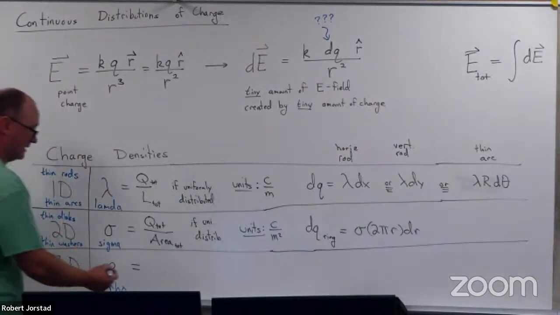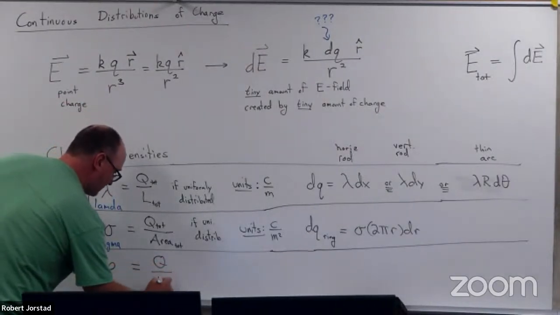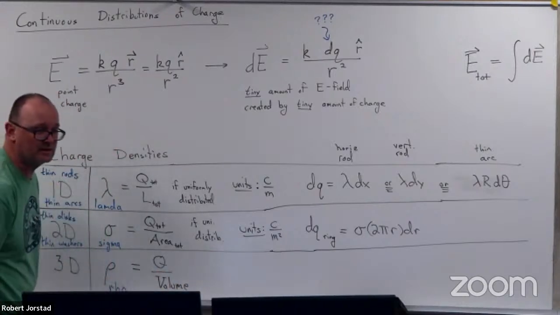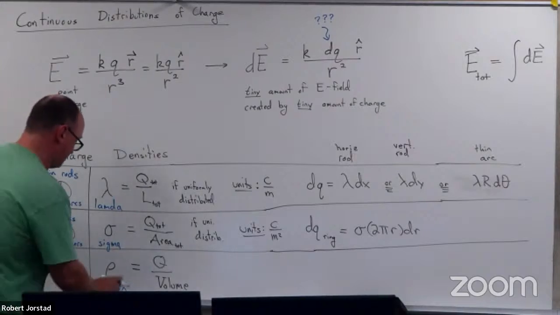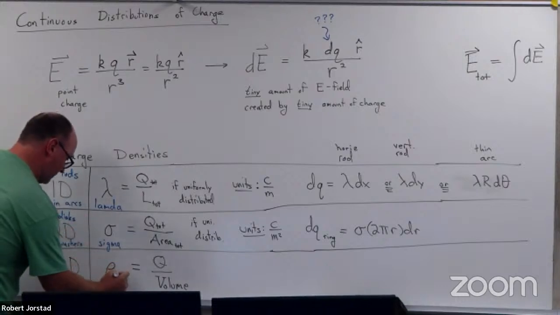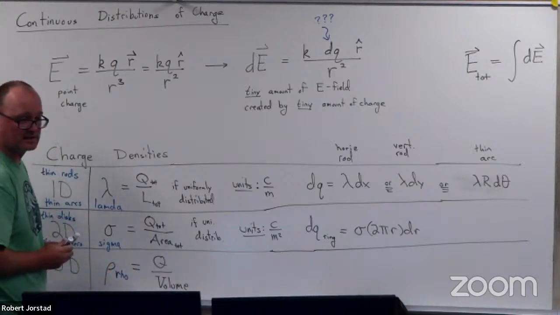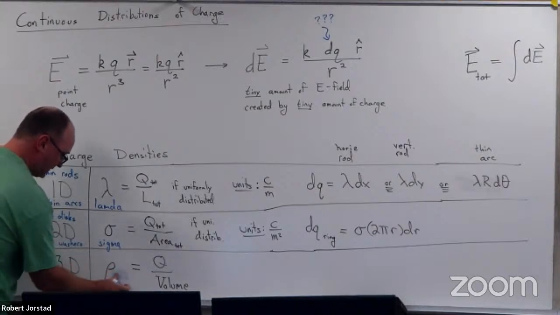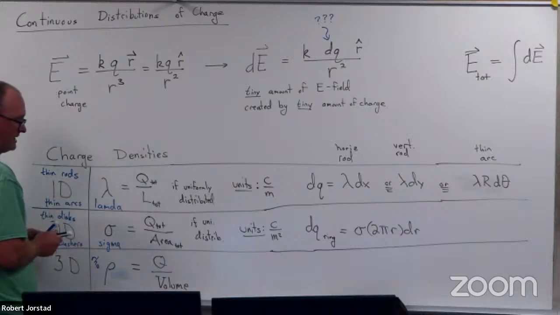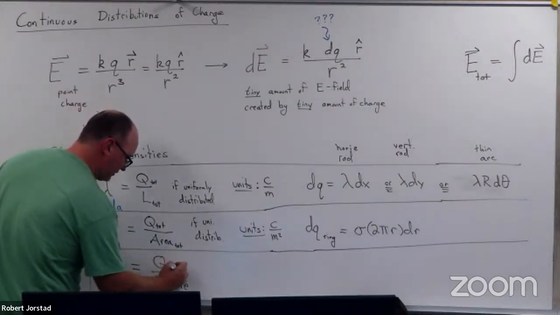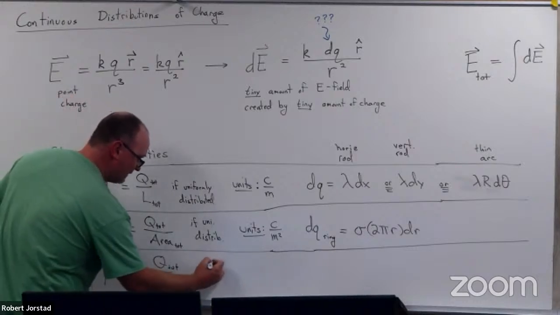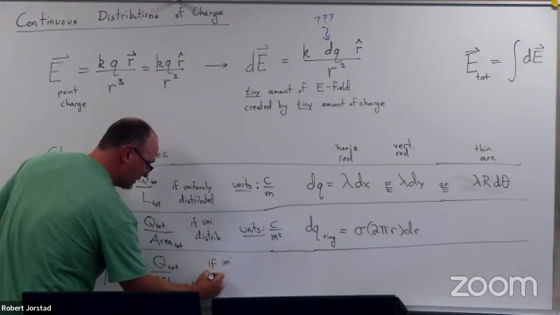In 3D, this would be charge per unit volume. Make sure that shows up on the screen. Looks like it just barely does. This is the Greek letter rho. That's not a subscript, that's just a letter. You probably know this, but whatever. And so to be clear, we're talking about total charge over total volume if it's uniformly distributed.